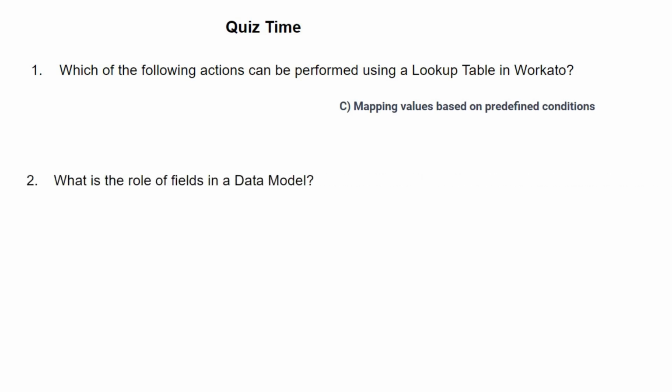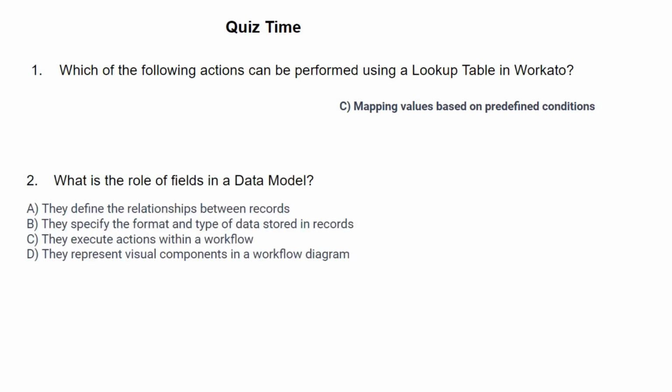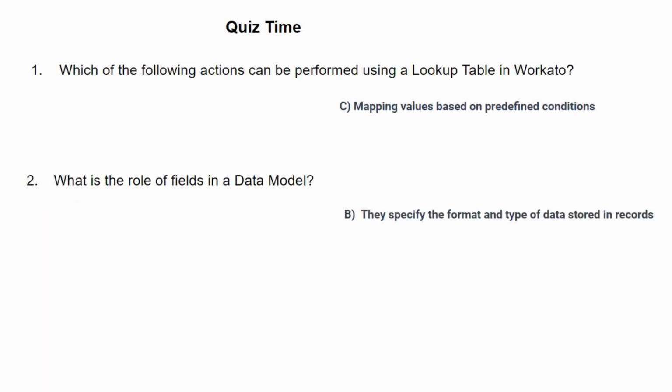Second question is, what is the role of fields in a data model? Options are they define the relationship between records. Second option is they specify the format and data type of data stored in records. Third option is they execute actions within a workflow. Fourth is they represent visual components in a workflow diagram. It's a straightforward question, so everyone can answer this. So I'll just give you the answer. Okay, so this is option B. They specify the format and type of data stored in records.